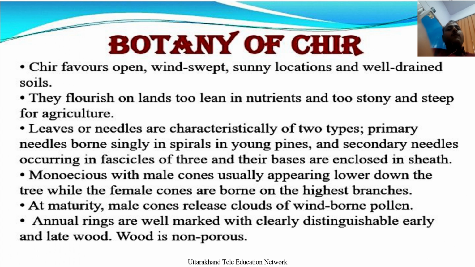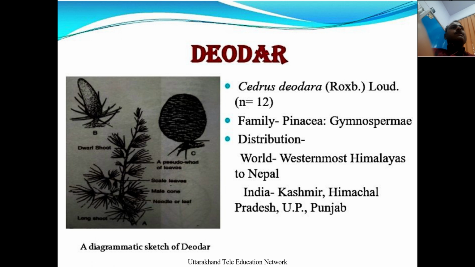Now, Deodar, the last timber yielding plant which we are going to discuss today. Botanical name is Cedrus deodara, with haploid number of chromosomes n equals 12. It also belongs to family Pinaceae of gymnosperms. Here in this diagram, you can see the dwarf shoot, the long shoot, scaly leaves, male cones, needles. All these things can be seen in this diagrammatic sketch of Deodar.